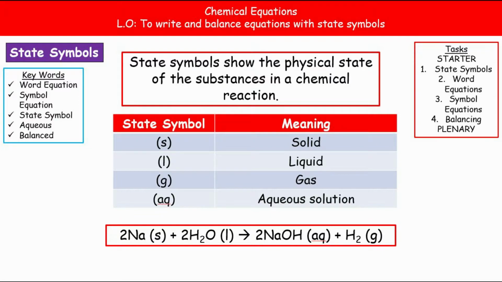So I've given you an example of an equation that we would see at the bottom there. So we've got sodium, which is a solid, hence the S in brackets, and we're going to react that with water, which is a liquid. It's going to form sodium hydroxide, which is an aqueous solution, hence the AQ, and a gas, which will be hydrogen, hence the G. So write down those 4 state symbols and their meanings, and make sure you do learn them, because that could be a nice easy mark on your exam paper. I'll leave this up for a couple more minutes so you can write those points down.